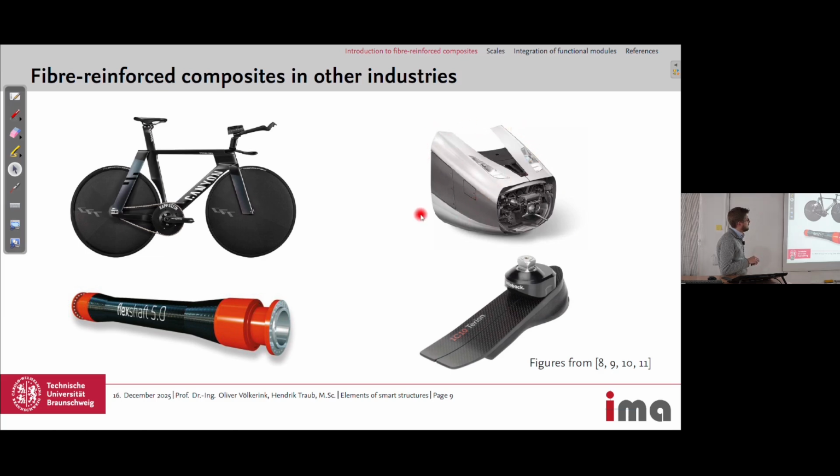This is the front element of a train with the large doors where the connection to other trains is hidden behind. It's also made from GFRP. And here we have a prosthesis to replace a foot, for example, from the German manufacturer Otto Bock, who is maybe quite famous also in the Paralympics.